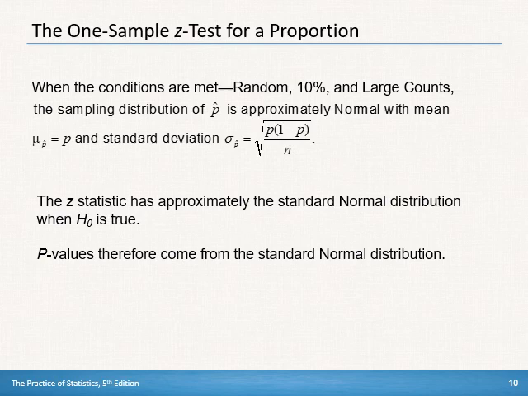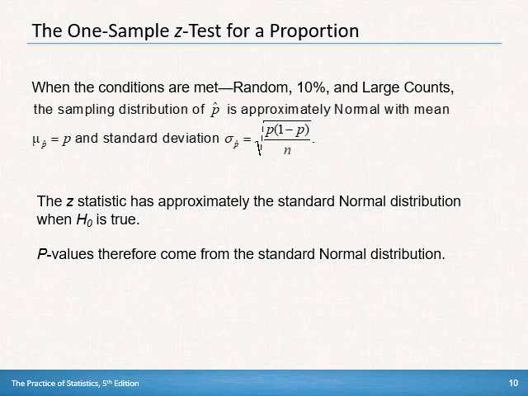All right, when the conditions are met, and we check our three conditions, right? The random, the 10%, and the large count conditions. Remember that the large count is using p naught in there. We know that the mean of the sampling distribution is going to be equal to the hypothesized p-value, and that the standard deviation of the sampling distribution is going to be p naught times 1 minus p naught over n, and then the square root of all that.